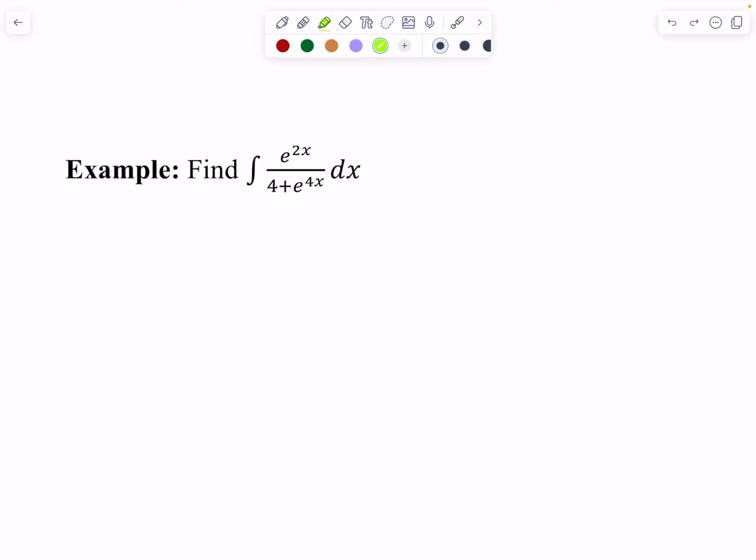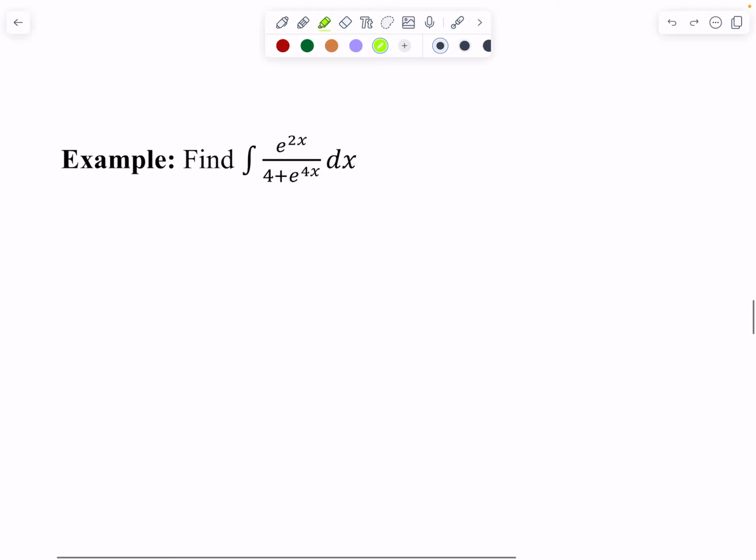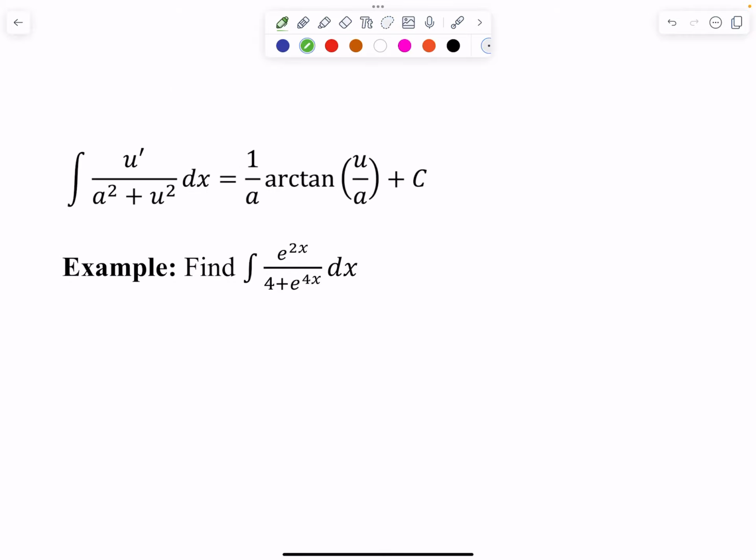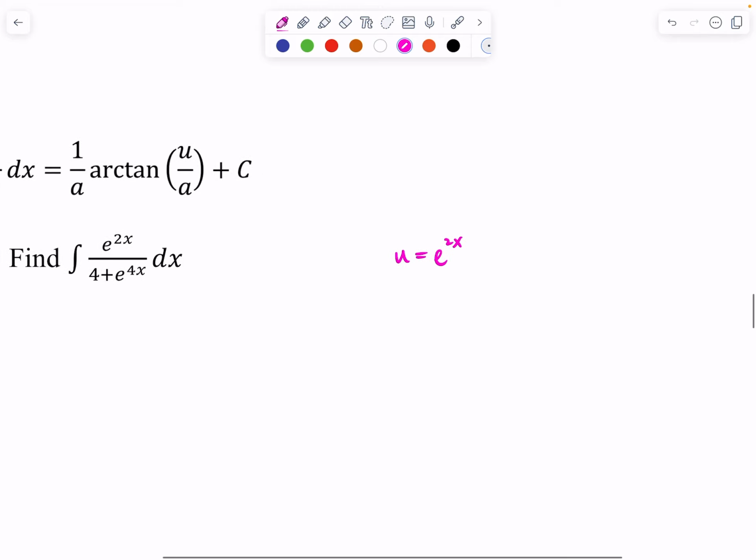So then you're like, okay, well then it does sort of, kind of look like the derivative of maybe arctangent again. So again, referencing that formula and thinking about, okay, well, u would be e to the 2x, right? Because e to the 2x squared would be e to the 4x. So e to the 2x, and that means that u prime would be e to the 2x times 2. Okay, and then a would be equal to 2, since 2 squared is 4.